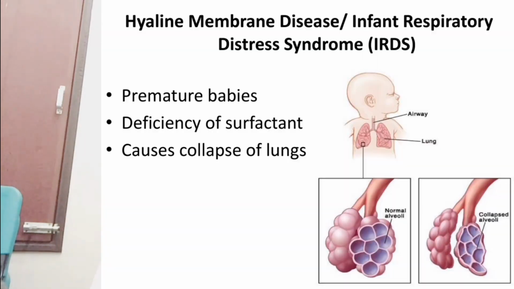The mother who is having gestational diabetes is more prone to surfactant deficiency, which leads to a condition known as hyaline membrane disease or IRDS. So it happens in premature babies, and the lung can collapse. What can be done here? You can give glucocorticoids, and inhalation of exogenous surfactant can be given. Glucocorticoid therapy can be given.